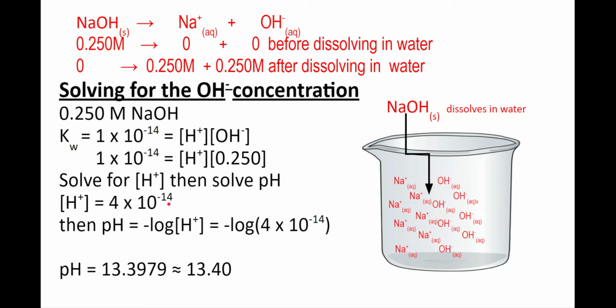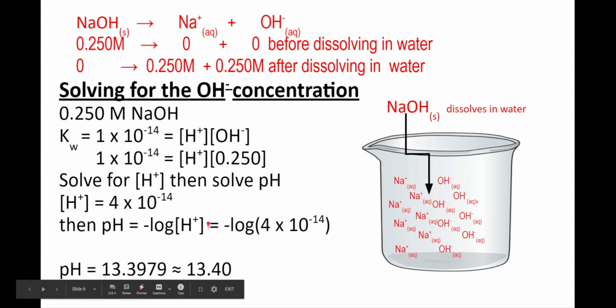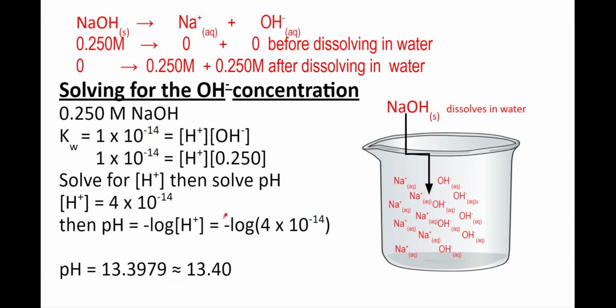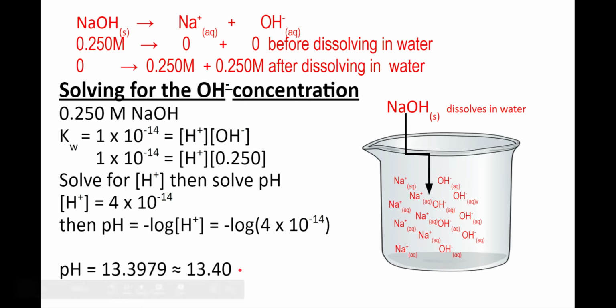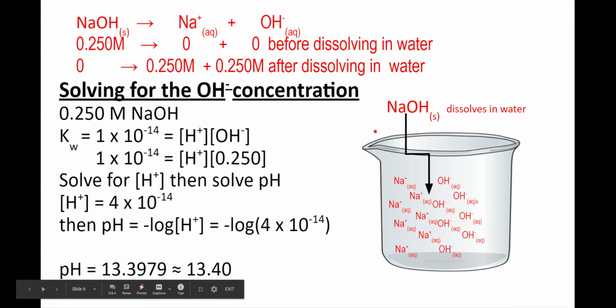Okay. Well, if that's 4 times 10 to the minus 14th, and I want pH, I can now use the negative log of that hydrogen ion concentration. So I'm going to take this value and plug it in. Take the negative log of 4 times 10 to the minus 14th, which is the concentration of hydrogen ions. That pH is going to be 13.39. We'll write that as 13.40. Well, that's much larger than 7, and as a consequence, we have a very basic solution right here. And we would expect it to be basic because, of course, sodium hydroxide is a base.